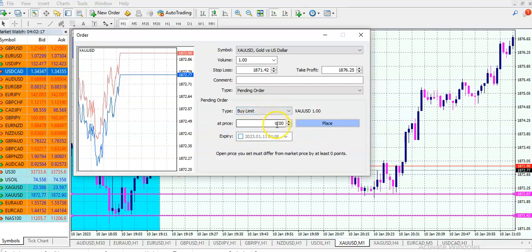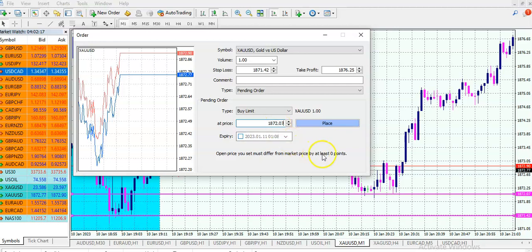So now the next thing is, at what price are you buying from? Since we are buying from the proximal, which is at 1872.07.